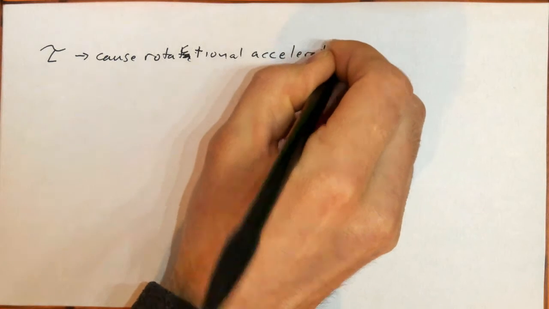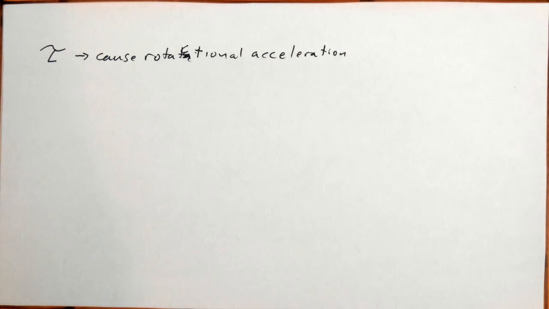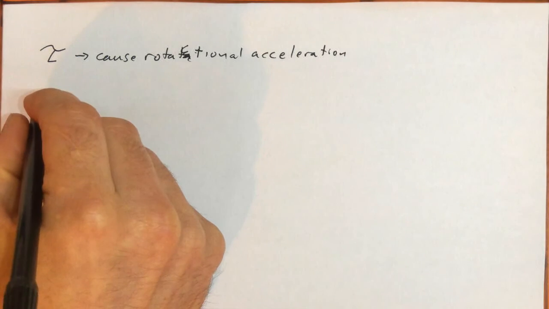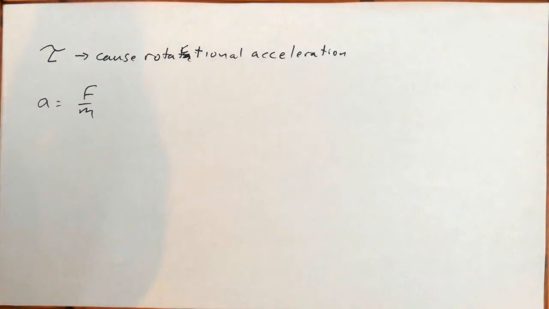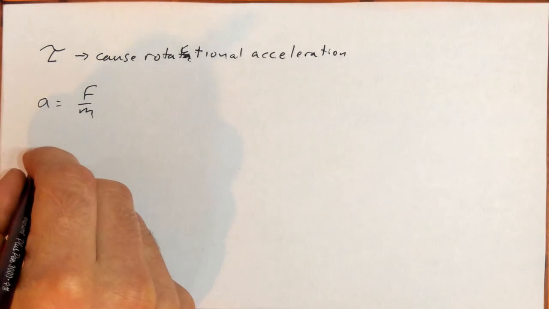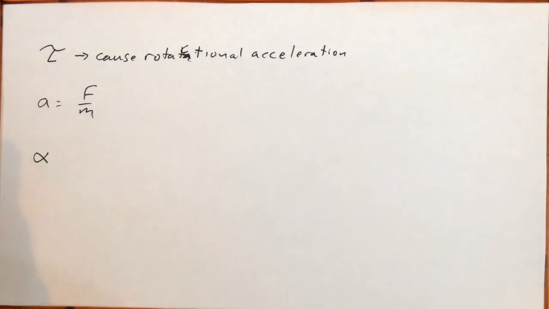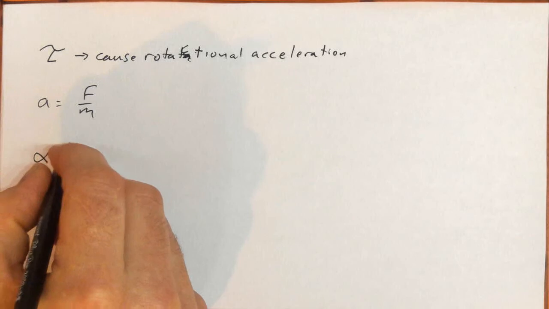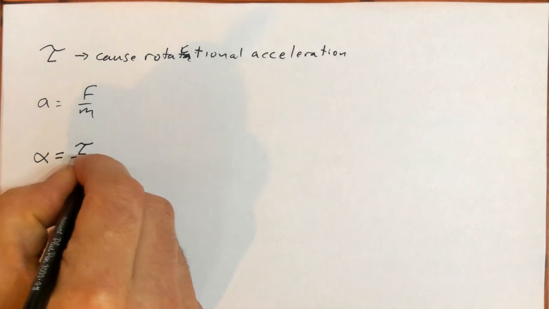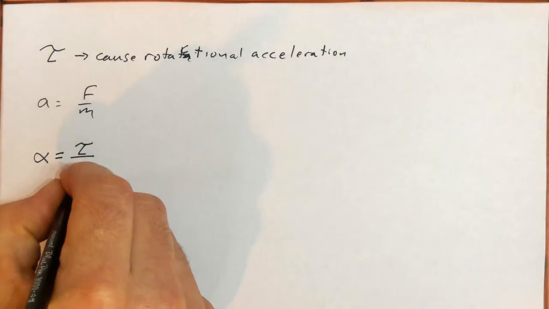All right. Well, what is rotational acceleration? How can we quantify that? What we do is we say if a is F over m, then the angular acceleration, which is a good descriptor of the angular or the rotational acceleration, that's going to be equal to the rotational force over the rotational mass.